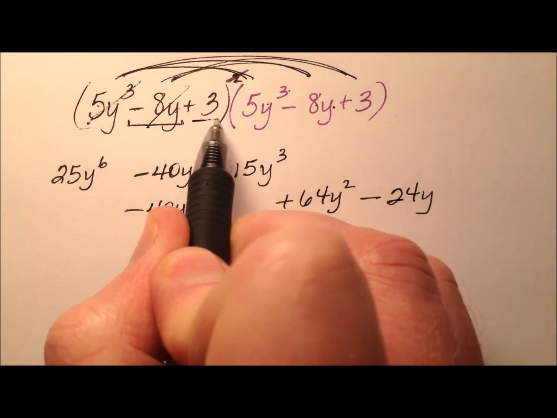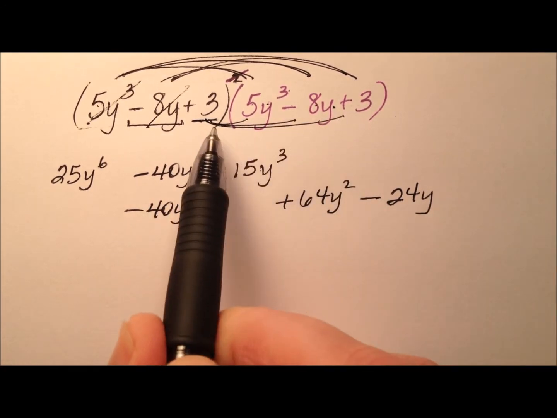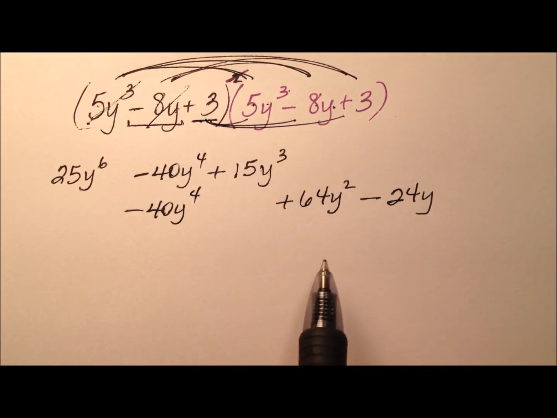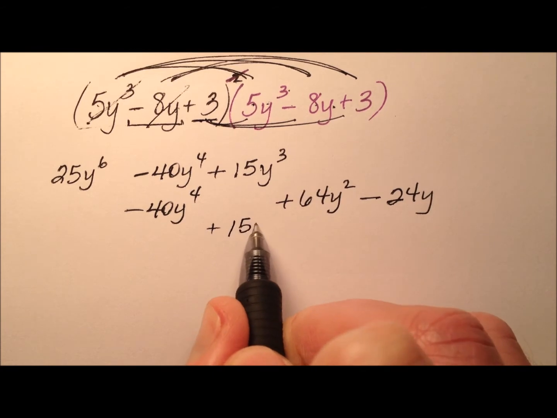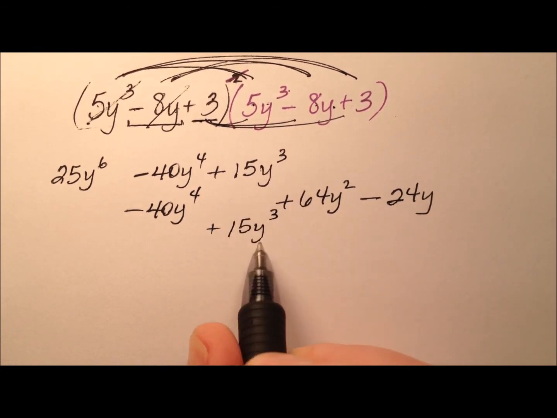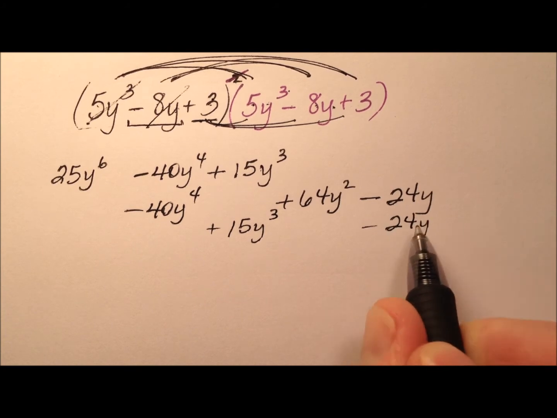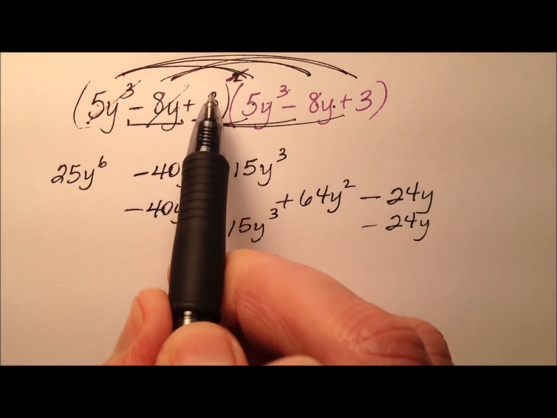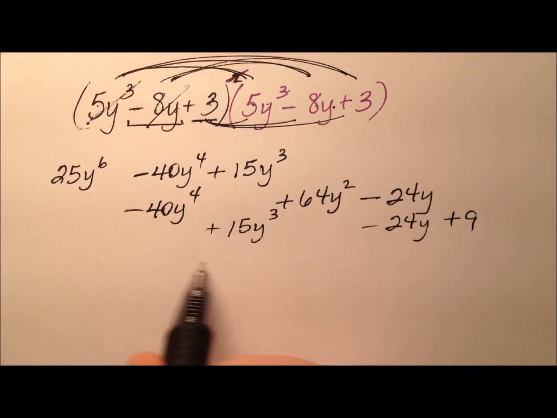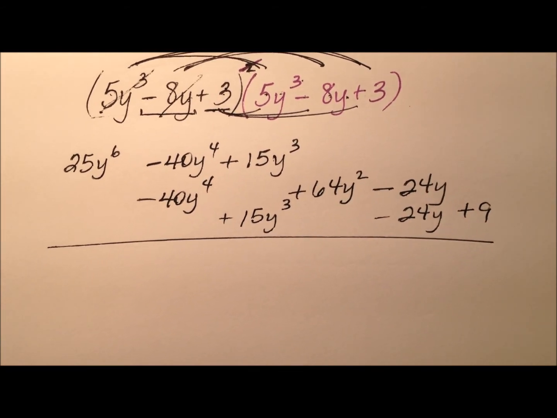And finally, let's distribute this positive 3 through there. So 3 times 5 is 15, and then y cubed. And look, we've got one of those already. We'll just add another to it. 3 times negative 8y is negative 24y, and there's another one of those again. And 3 times 3 is a perfect square. That's going to be positive 9.